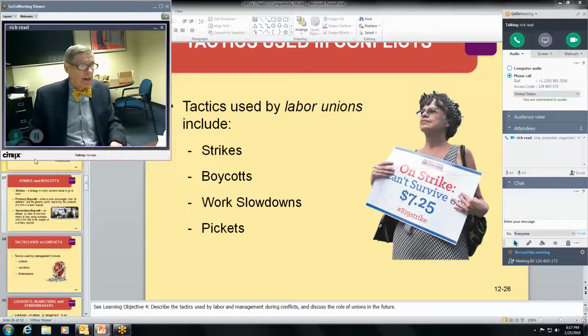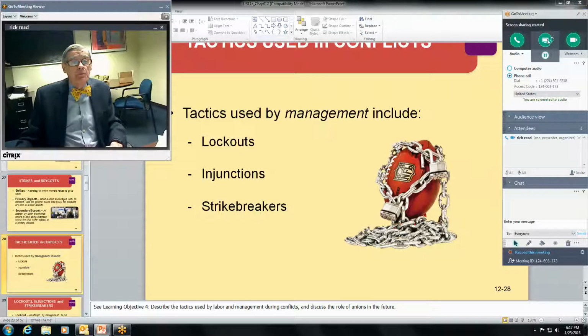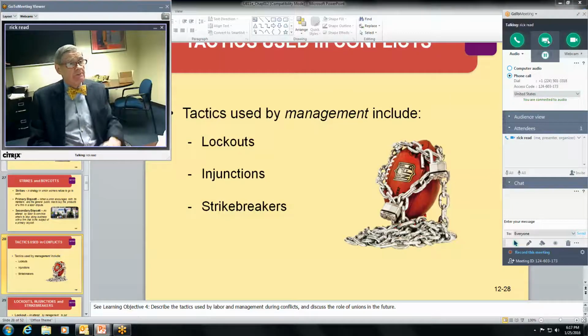Management uses lockouts, so they just shut the gates. Hey, you can't come in. You're not going to work. We're not going to pay you. Period. They can use an injunction, which means they go to court and ask that the workers be required to return to work. Injunctions are not used too often anymore, and you normally see those only in industries that are really necessary for the government. And then strike breakers: bringing in people who are not union employees to work. The unions call those folks scabs. I'm not going to get into that, just going to give you what it is.